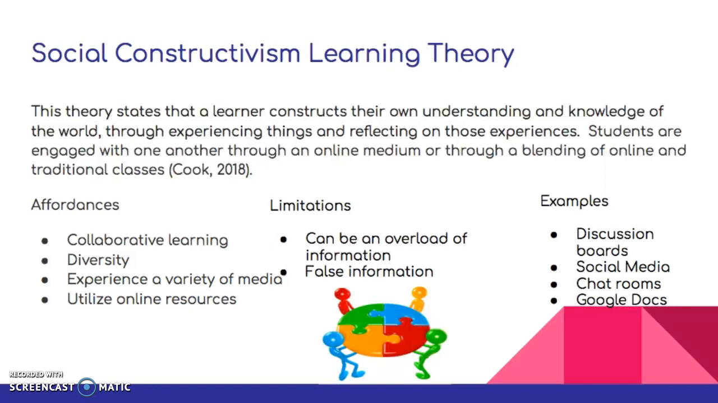The affordances, limitations, and examples I have listed here are collaborative learning, diversity, a student will experience a variety of media, and they'll be able to utilize online resources. Some limitations would be that it can be an overload of information, and false information without reliable sources can be shared. Some examples would be discussion boards, social media such as Twitter and Facebook, chat rooms, and Google Docs, where collaborative learning can take place.